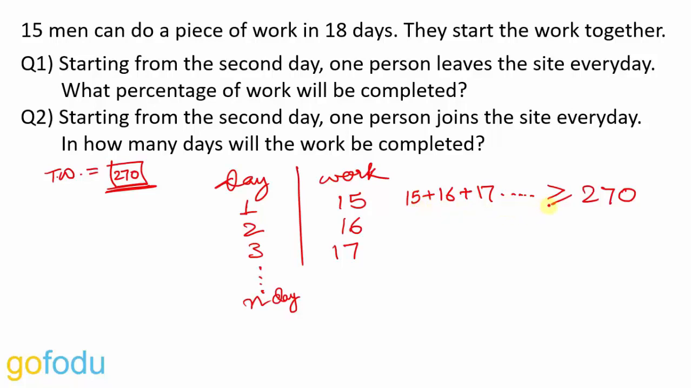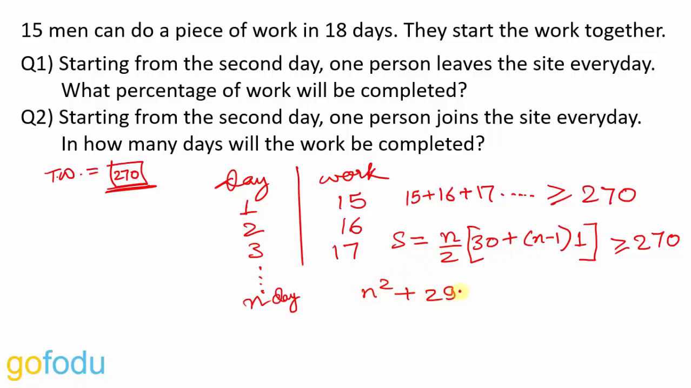So this is an arithmetic series with number of terms as n and sum will be n by 2 into 2a plus n minus 1 into common difference, where the first term is 15, so 2 into 15 is 30, and the common difference is 1. This should be greater than or equal to 270. Solve this, we will get n square plus 29n minus 540 is greater than or equal to 0. If I put n as 10 here, I will get 100 plus 290, that is 390, which is way less than 540. So this is not going to work.